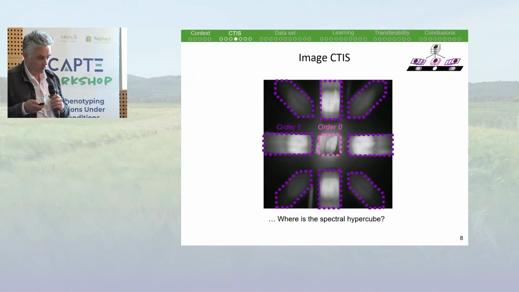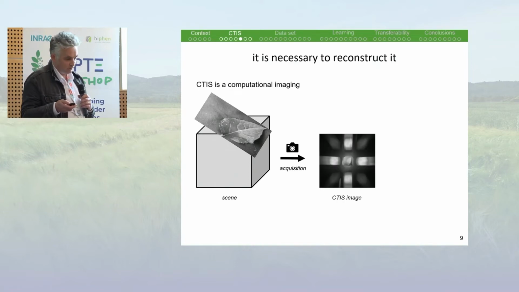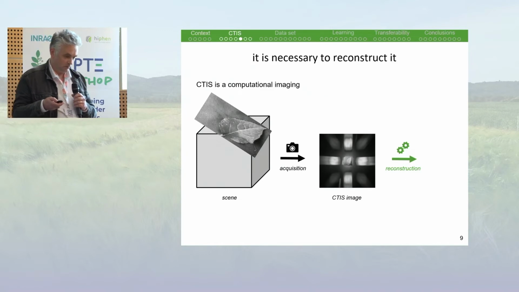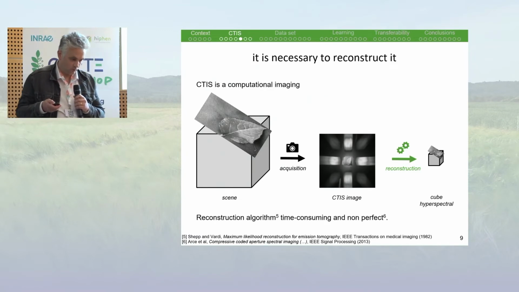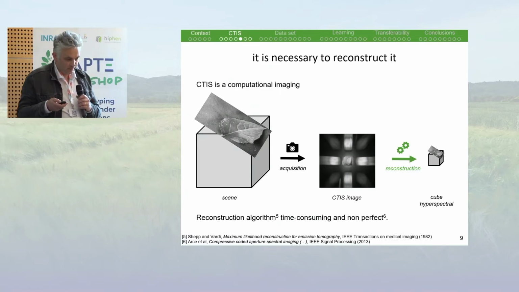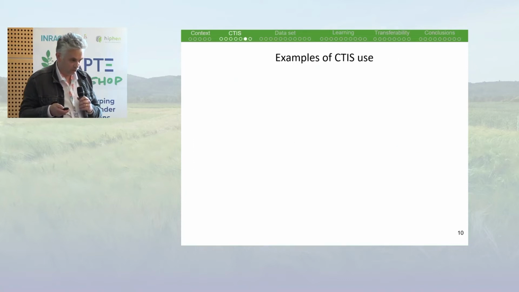So you may wonder, where is the spectral cube here? Actually, it's necessary to reconstruct it. So you do the acquisition, you get the CTIS image, and then you need a reconstruction based on a specific algorithm called the expectation maximization algorithm. It's especially time-consuming and non-perfect, meaning that it can make errors when it reconstructs the image.